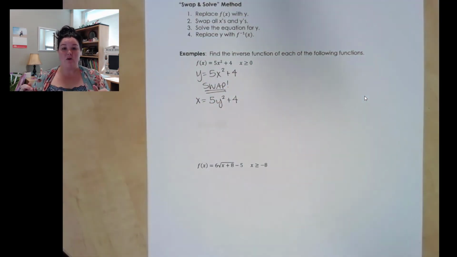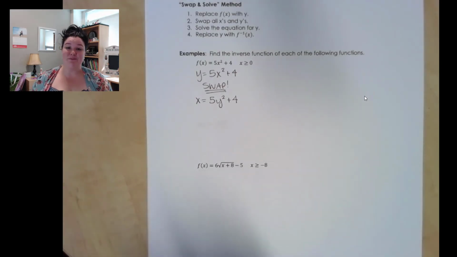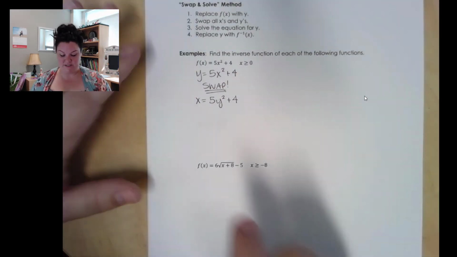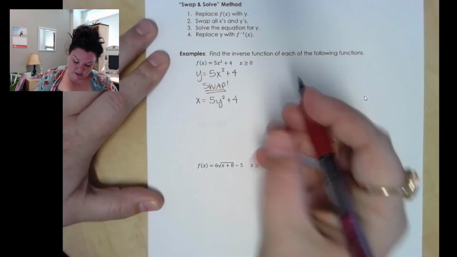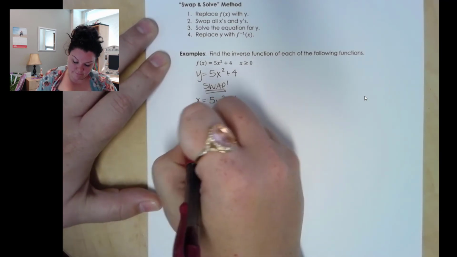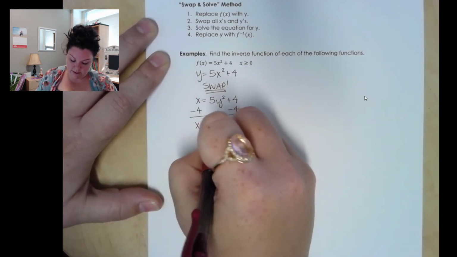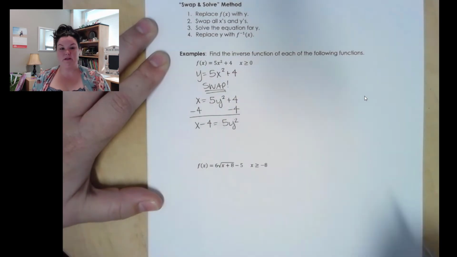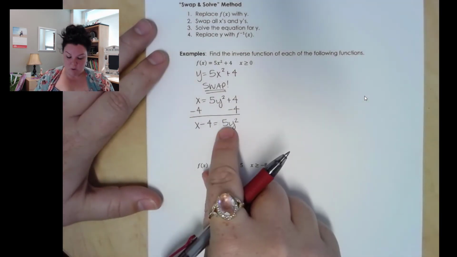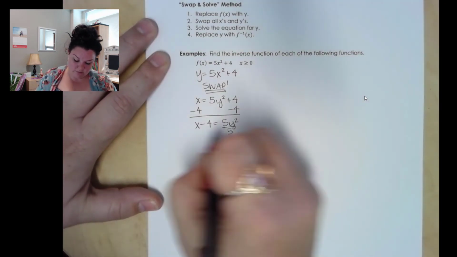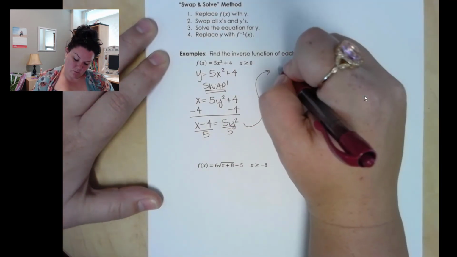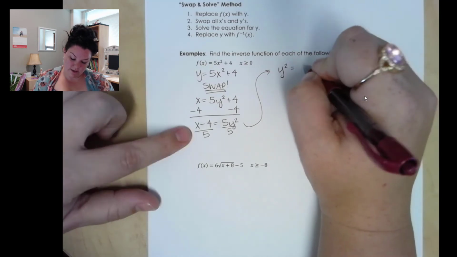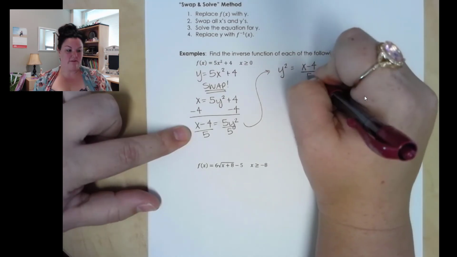Okay, so now it is in inverse function form, but it needs to be solved for y, just like all of our equations that we deal with. So I'm going to go ahead and move my 4 to the other side. I can do that by subtracting. So x minus 4 equals 5y squared. Okay, and then I divide off the 5 to get y by itself. I'm going to come up here because I kind of ran out of room. So I have y squared is equal to x minus 4 over 5.